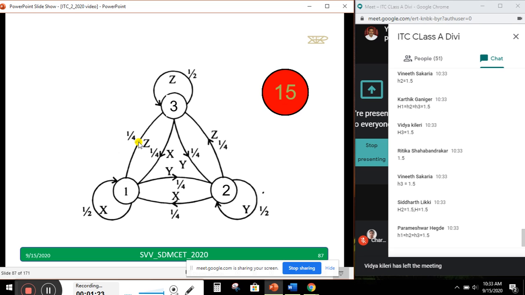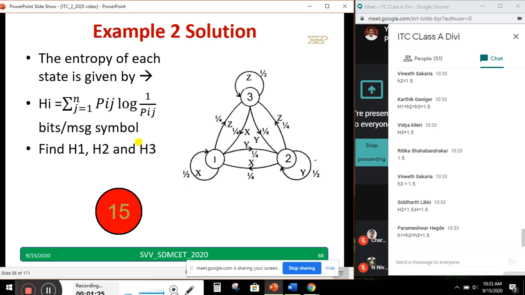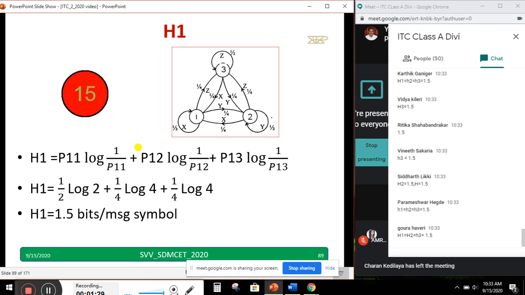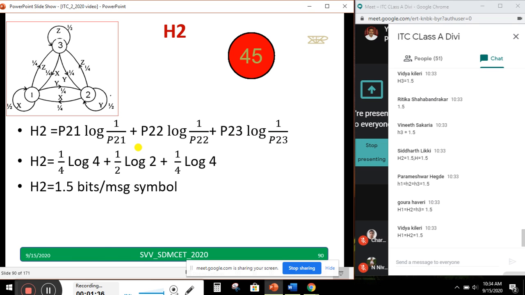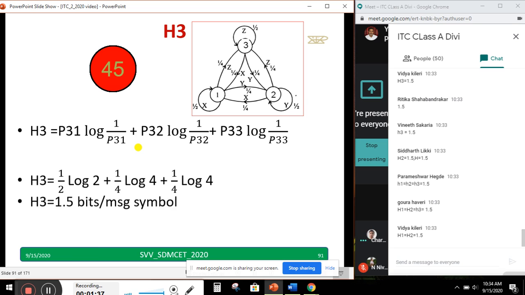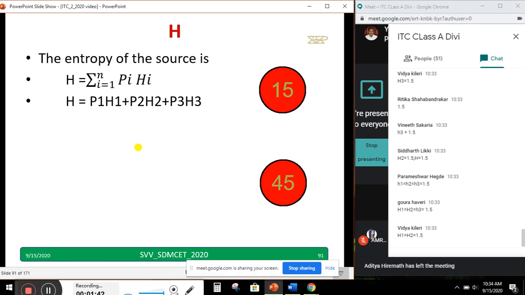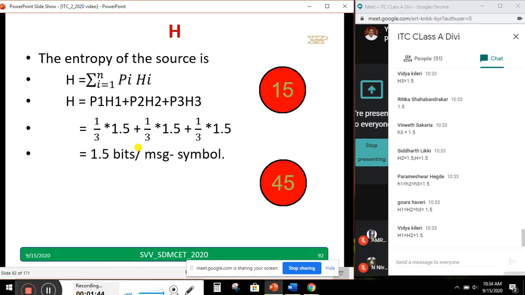Very good. This is the diagram that was given. I will just revise. H1 equal to 1.5 bits, I have shown yesterday. I don't know whether you have done it or you have copied, but anyway, H2 is also 1.5, I showed yesterday. And H3 also I have shown, 1.5 bits per message symbol. And H will become 1.5 bits per message symbol. This is very easy and all of you know how to do it.